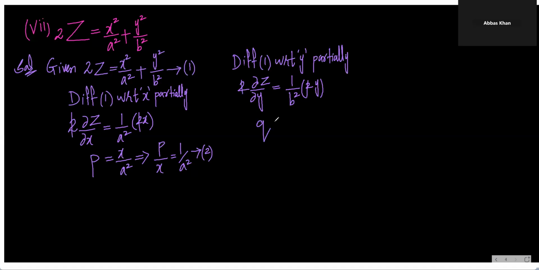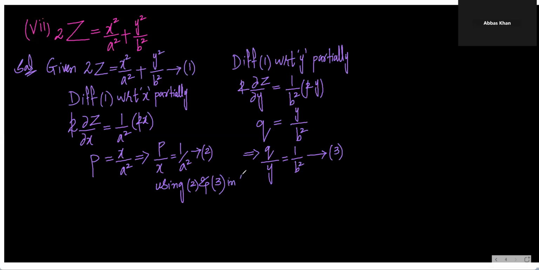q is equal to dou z by dou y, q is equal to y by b square, and this implies q by y is equal to 1 by b square. Using 2 and 3 in 1, right?